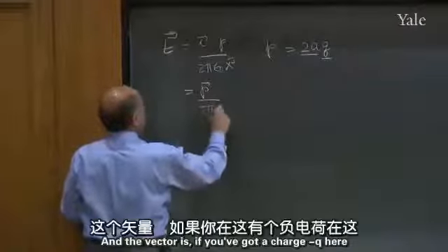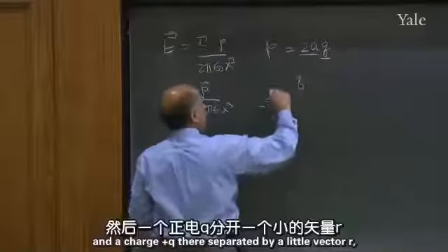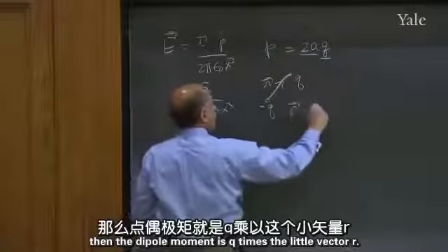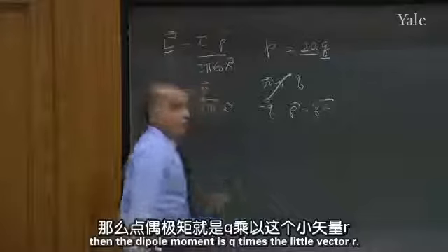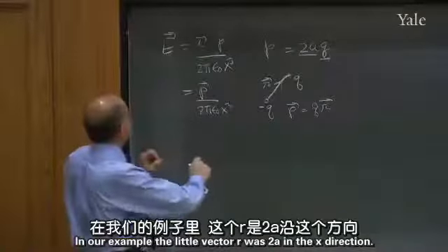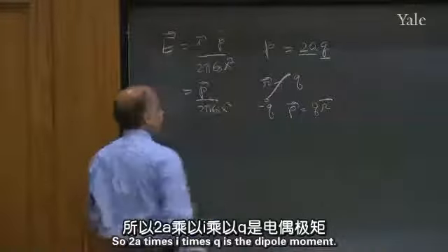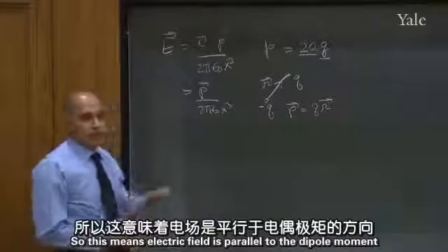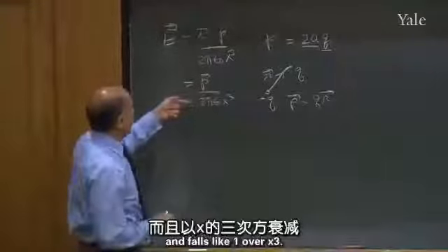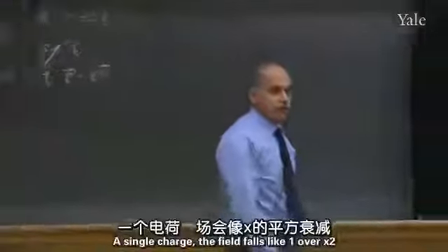If you've got a charge minus q here and a charge plus q there, separated by a little vector r, then the dipole moment is q times a little vector r. In our example, the little vector r was 2a in the x direction, so 2a times i times q is the dipole moment. This means the electric field is parallel to the dipole moment and falls like 1 over x cubed. That's the most important part of the dipole.